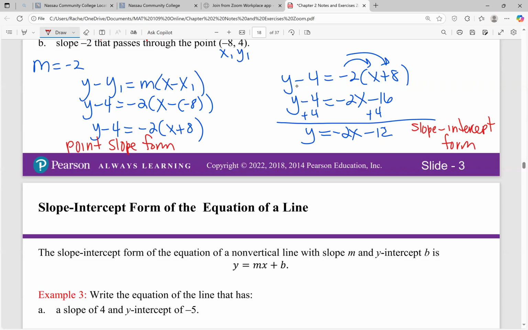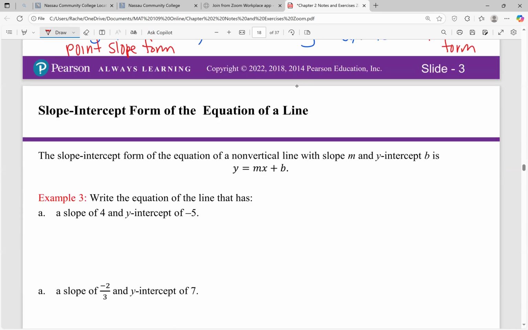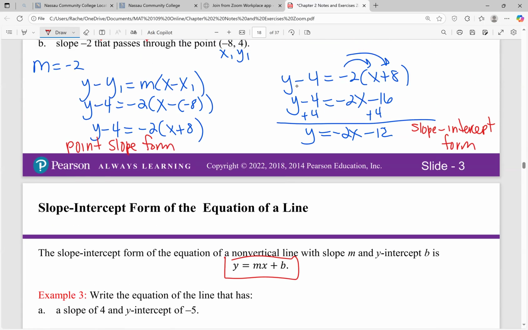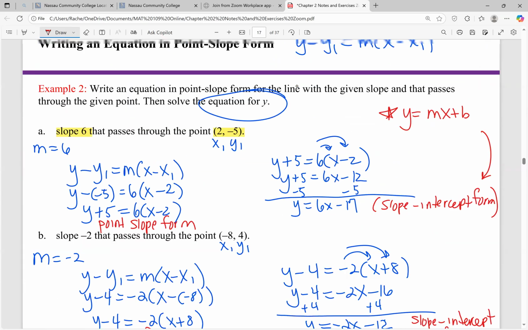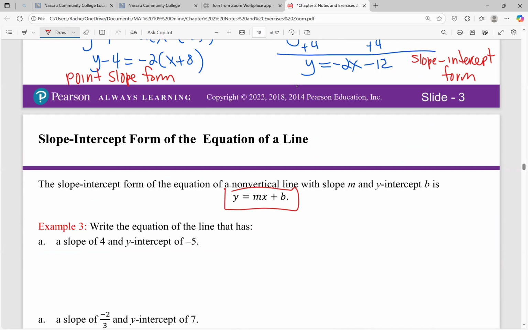So let's look at the next example. It says slope intercept form of the equation of a line. And we really already started talking about that above, right? That's y equals mx plus b. Now, what's the difference between the two, right? How come up here I was saying write an equation in point slope form, and then down here I'm saying write the equation in slope intercept form?